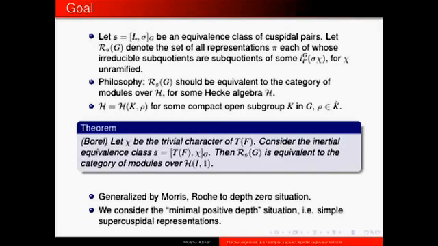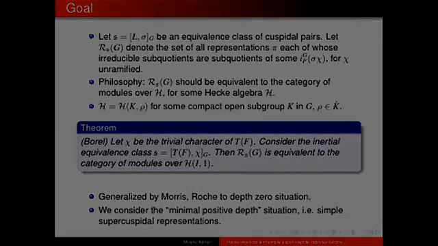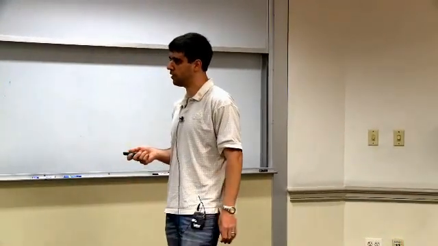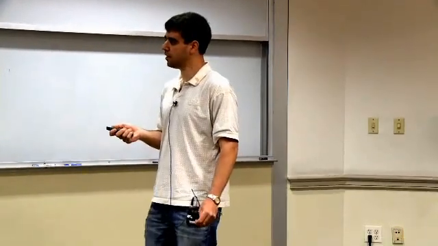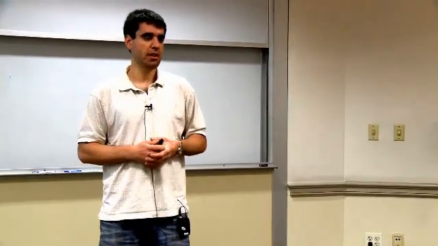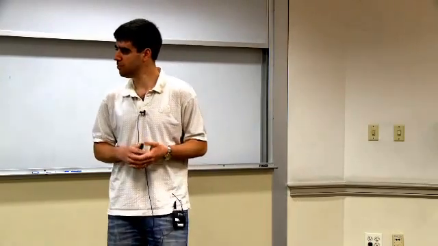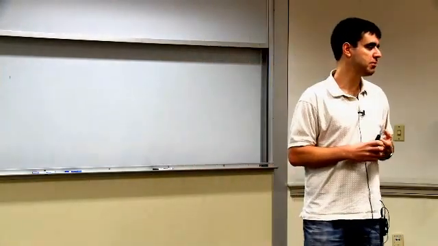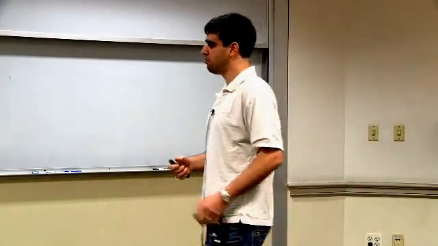And what's an example of this? Well, there's a classical result of Borel which says that if G is semisimple and you take the Levi to be the maximal torus and chi to be the trivial character of the maximal torus, then this Bernstein component is equivalent to the category of modules over the Iwahori Hecke algebra. I is the Iwahori. Okay, so this was later generalized by Professors Morris and Roche to the so-called depth zero situation. And what I want to talk about is the so-called minimal positive depth situation, namely simple supercuspidal representations.